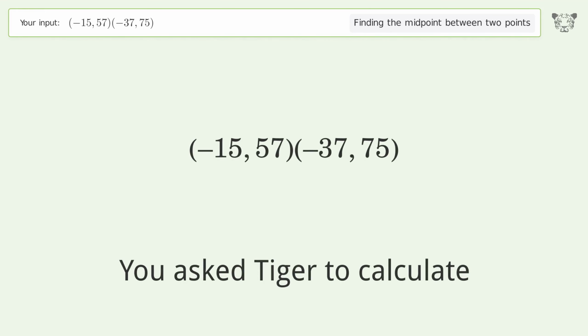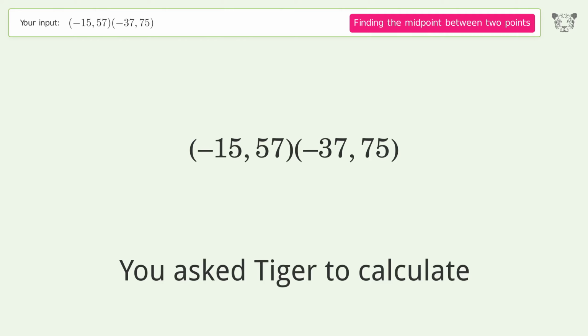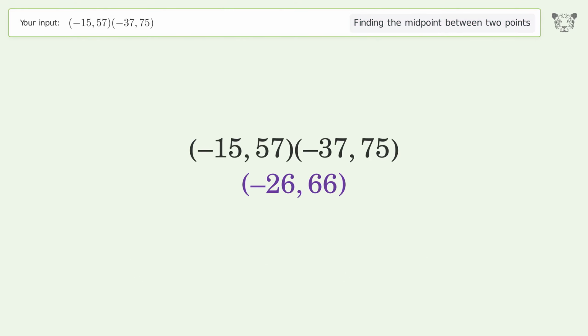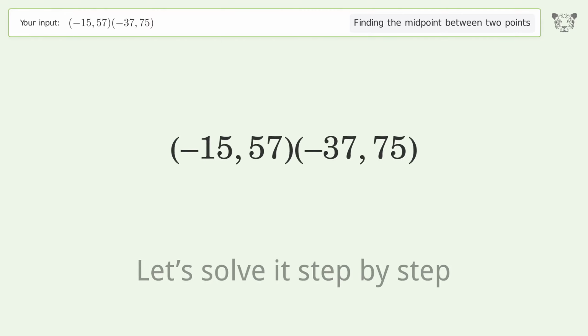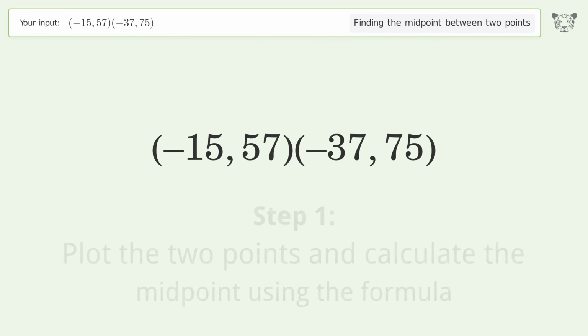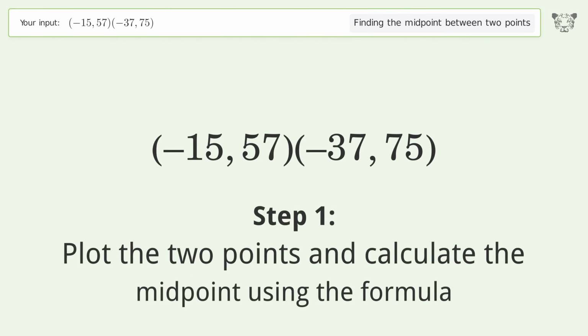You ask Tiger to calculate. This deals with finding the midpoint between 2 points. The midpoint between the 2 points is negative 26, 66. Let's solve it step by step. Plot the 2 points and calculate the midpoint using the formula.